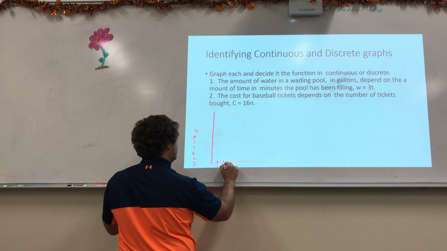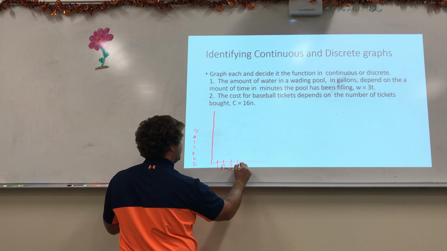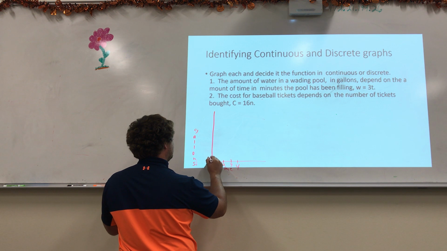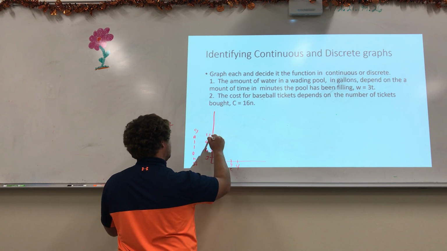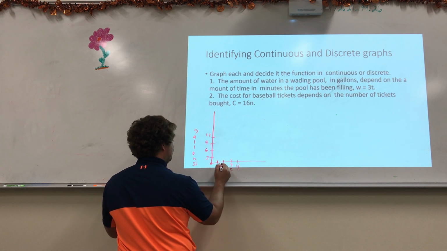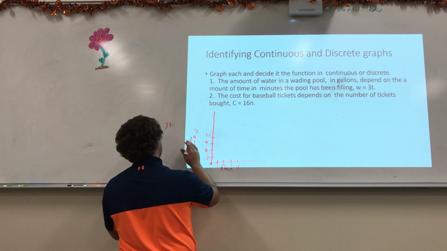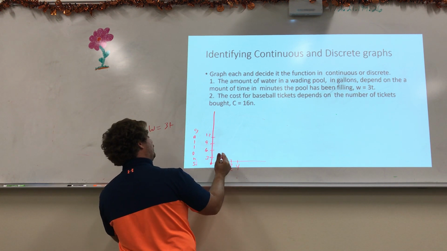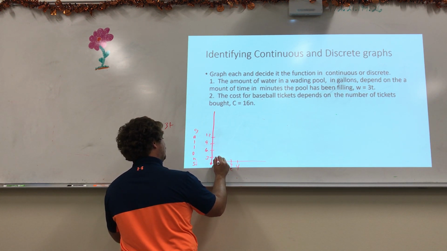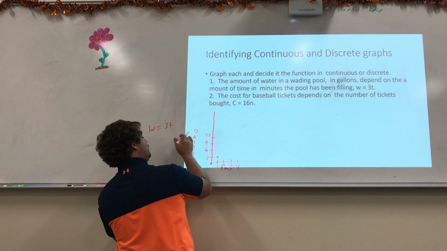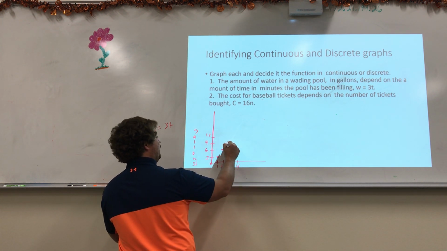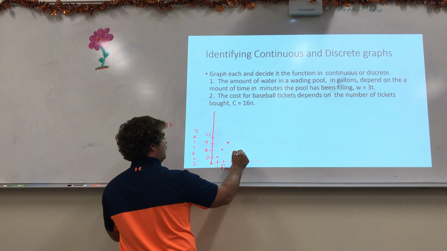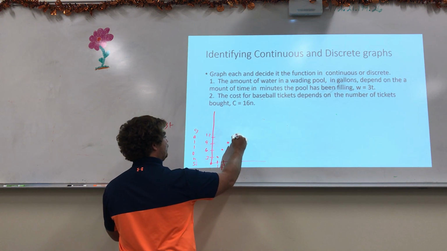One minute, 2 minute, 3 minute, 4 minute will get us 3, 6, 9, 12. So 0 times 3, I'm going to have 0. If I plug in 1 into my equation here, I'm going to get 3. I plug 2 in here, W is going to be 6. Plug in 3, it's going to be 9. Plug in 4, it'll be 12.